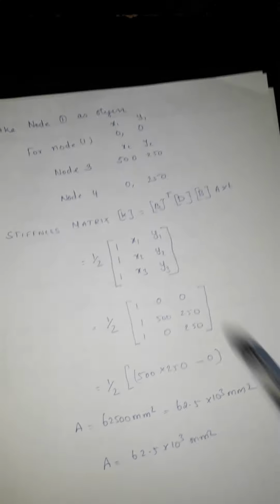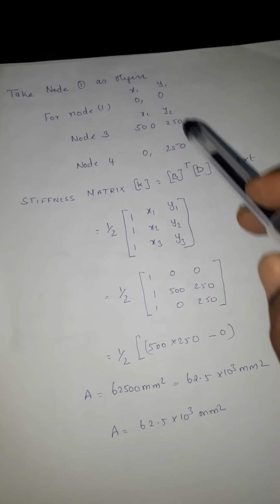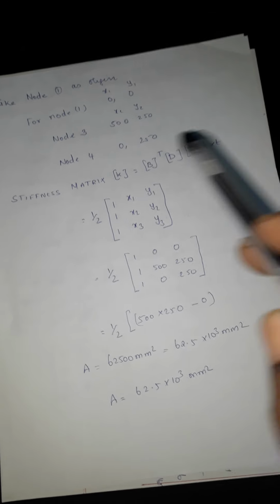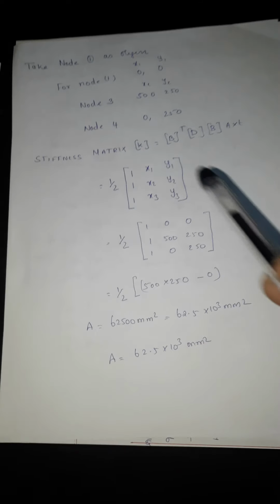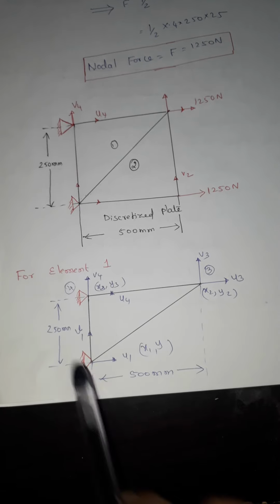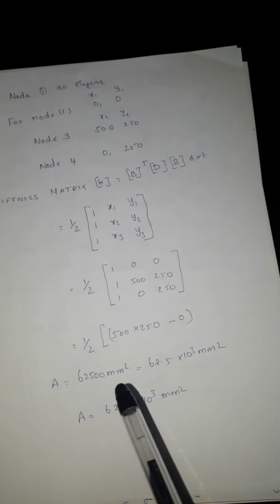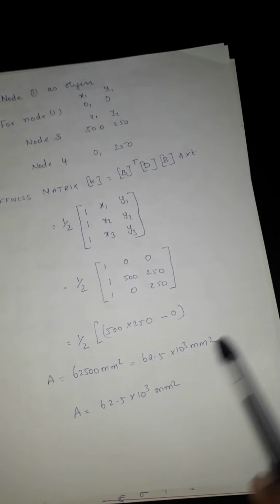The same procedure: first write up the coordinates, then use the stiffness matrix formula, B transpose D B into A into t. So first find out the area. I found the area by taking one section of that plate, that first element, so the coordinates of the first element we have to find. I have found the first element coordinates. You substitute them here, and you get this area, 62,500 square millimeter.